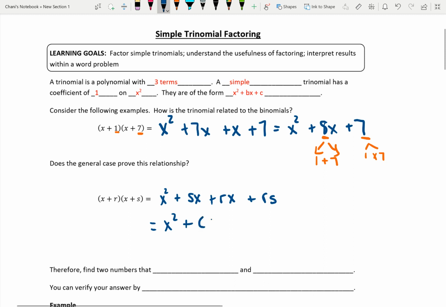So here you would add s plus r to get your coefficient on x, and then you get the number rs. So this would just be a number. So notice that the coefficient on x is just the two numbers added together, and the constant is just the two numbers multiplied together. So this was a specific case where we showed that. This is the general case, which proves it.